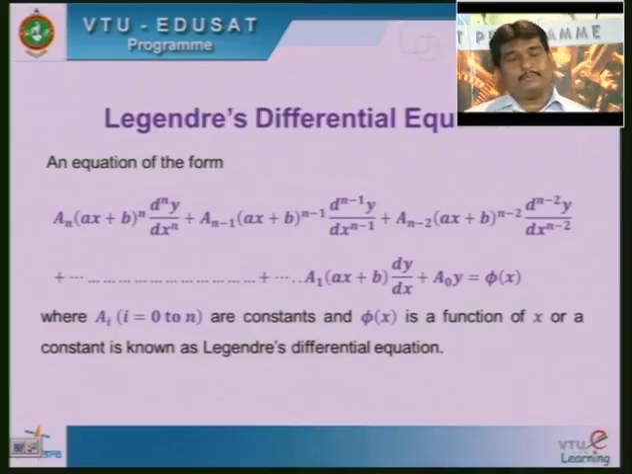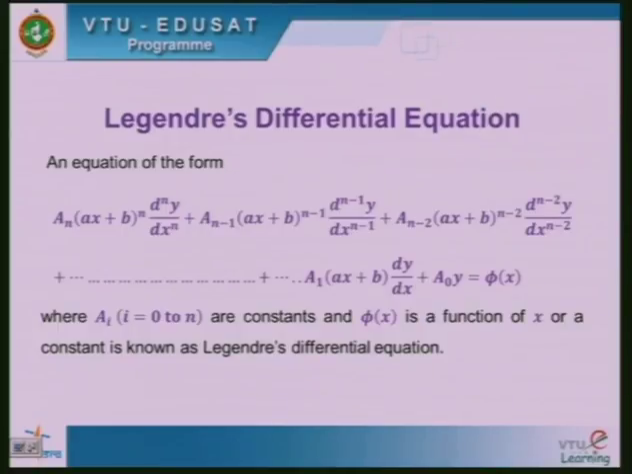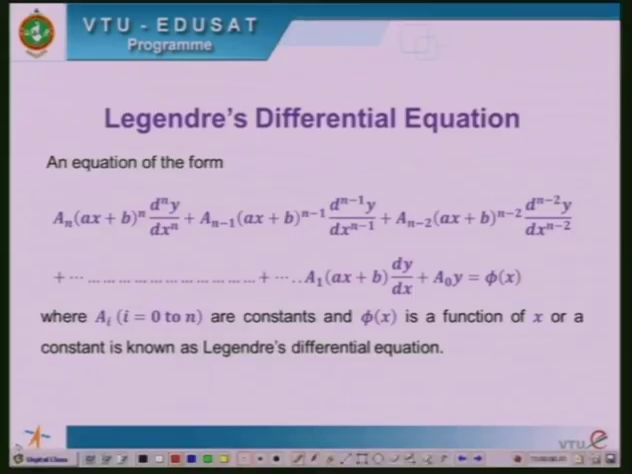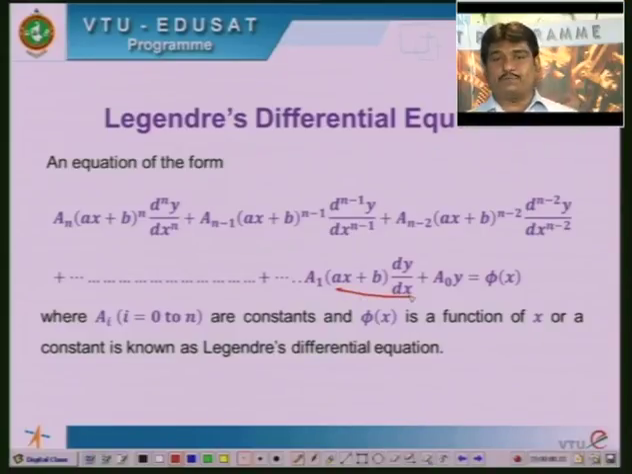Now the next topic, Legendre's differential equation. An equation of the form an into (ax plus b) whole to the power of n, d^n y by dx^n, plus an minus 1 (ax plus b) whole to the power of n minus 1 into the (n minus 1)th derivative, plus some constant an minus 2 into (ax plus b) whole to the power of n minus 2 into the (n minus 2)th derivative of y with respect to x, and so on, plus a1 into (ax plus b) into dy by dx plus a naught into y equals phi of x, where all the ai's are constants and phi of x is a function of x or constant, is known as Legendre's differential equation.